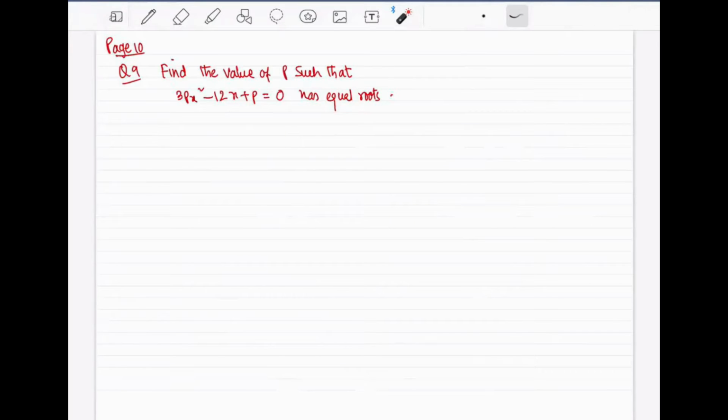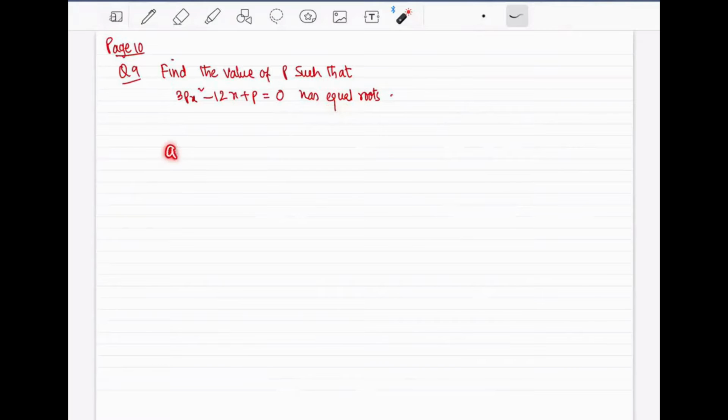According to the question, there are some keywords here. "Equal roots." So there are roots, then there must be an equation. What is the equation? The equation is right here. It is a quadratic one, so it must have two roots, right? The two roots are equal.